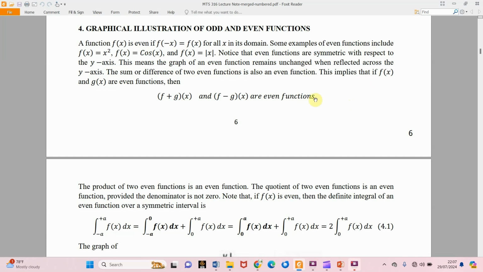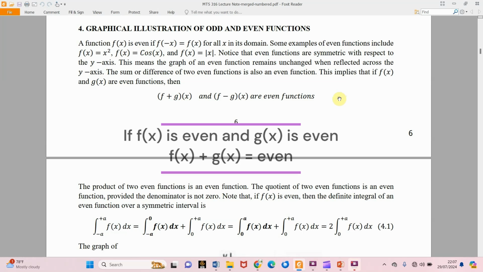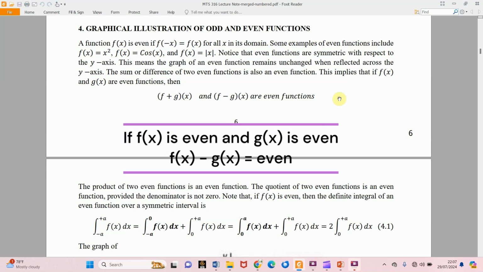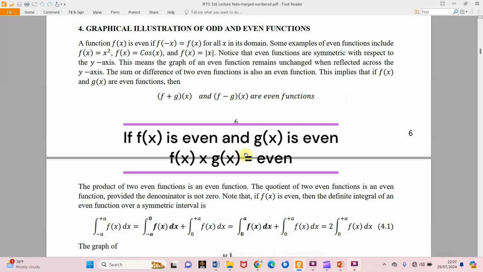But before we proceed, let's first of all look at something. When we have two functions together that are even, function f of x is even, function g of x is even, when we add the two together, what are we going to get? An even function. Likewise, if we subtract one even function from another even function, we are going to get an even function. And in terms of product, by the time we multiply two even functions, what we are going to get is an even function.